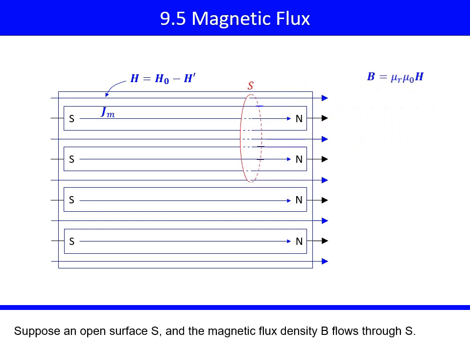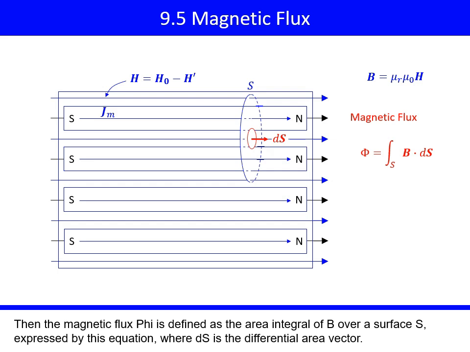Suppose an open surface S, and the magnetic flux density B flows through S. Then the magnetic flux φ is defined as the area integral of B over a surface S, expressed by this equation, where dS is the differential area vector.